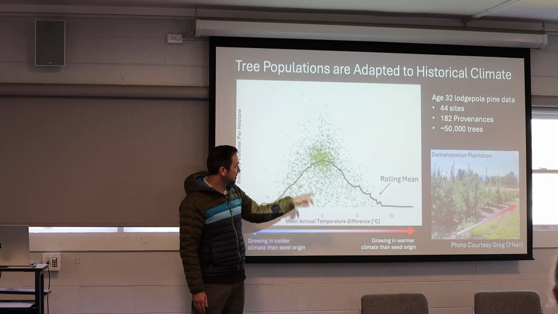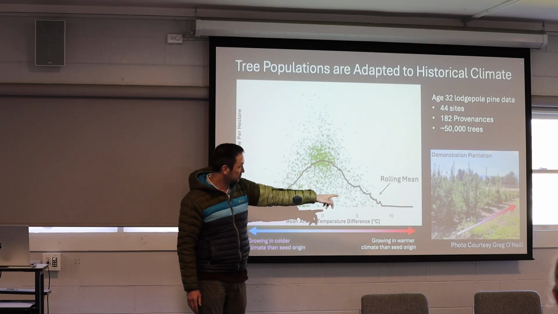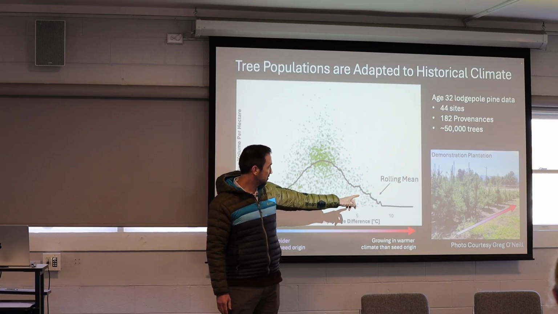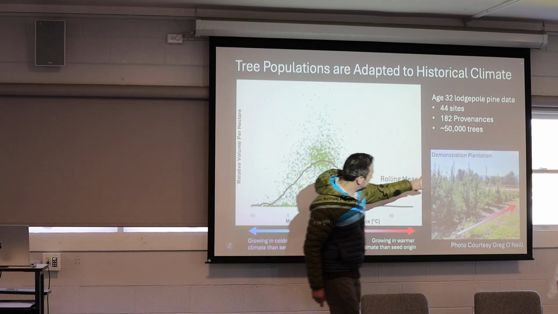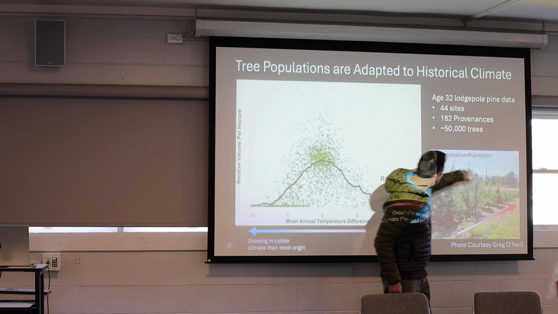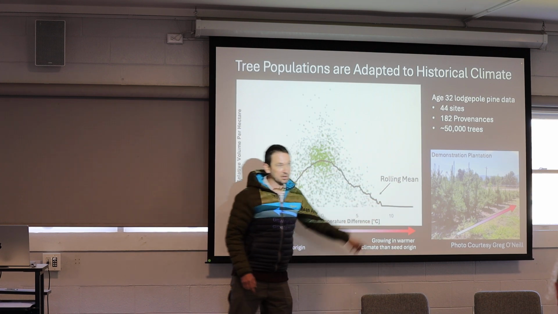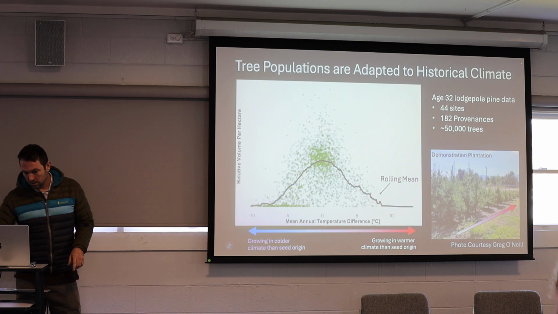Incidentally, you don't need any fancy statistics to see that this is the case. You can just look at this demonstration provenance test, planted in Greg O'Neill's yard in front of his office up in British Columbia, where you see that the height of these trees is analogous to the right-hand side of this rolling mean going through the data.